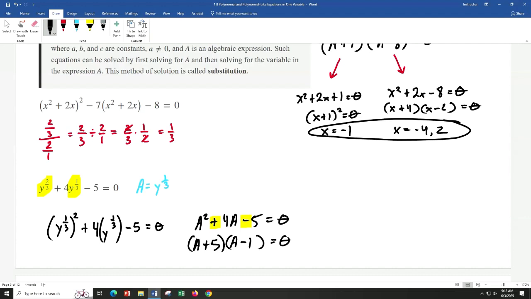Very carefully. Notice I have a plus 5, but my a is y to the 1/3. So let's do y to the 1/3 plus 5 is all equal to 0. How about we subtract 5 from both sides? Then you get y to the 1/3 is equal to -5. Problem is, somebody tell me something here. What is another way we can write y to the 1/3? How many people remember that? When you have a fractional exponent, what is that actually?